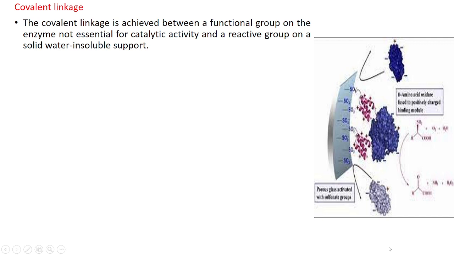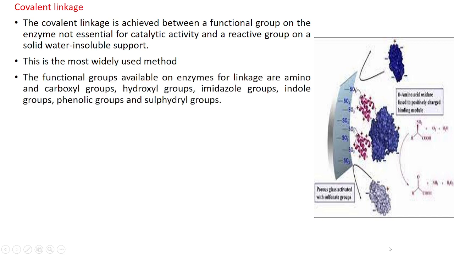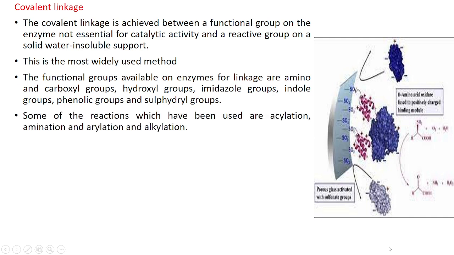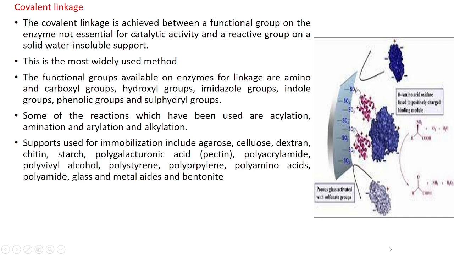So the reactive group will be present on the support system, and on the enzyme you will have a functional group. These two will react and form a covalent bond such that the enzyme is fixed onto the support system. This is a widely used method, and the functional group used for the formation of the covalent bond can be a carboxyl group, hydroxyl group, imidazole group, indole group, phenolic group, etc. The reaction involved between the enzyme and the support system can be acylation, amination, arylation, alkylation, etc.